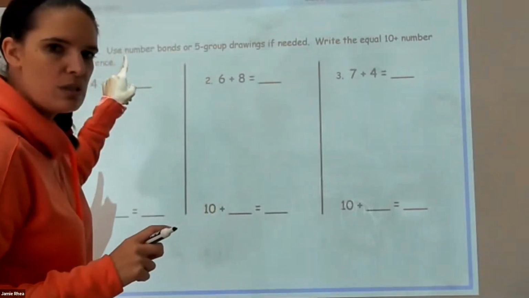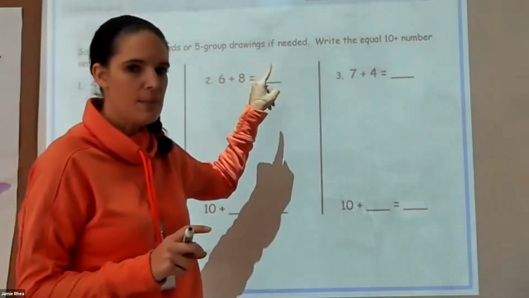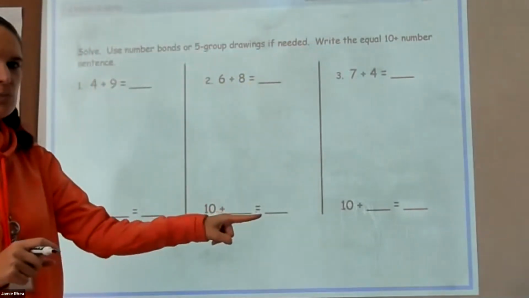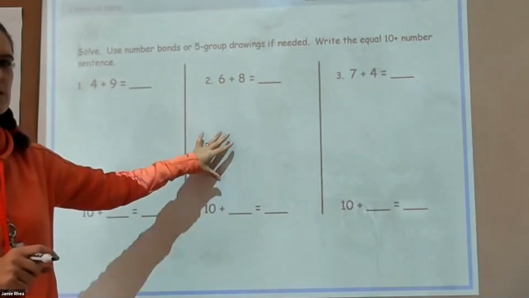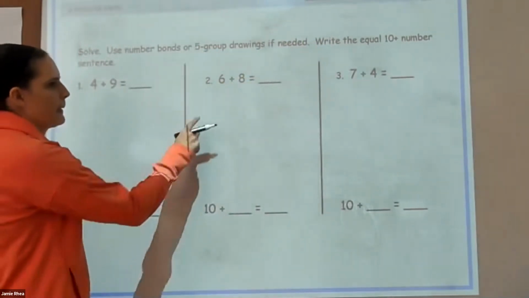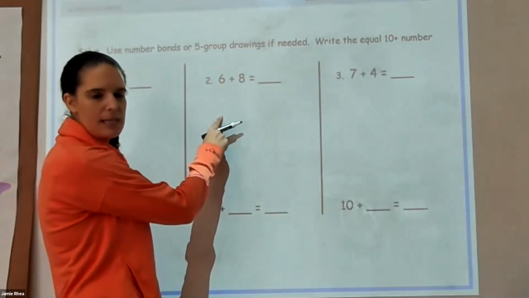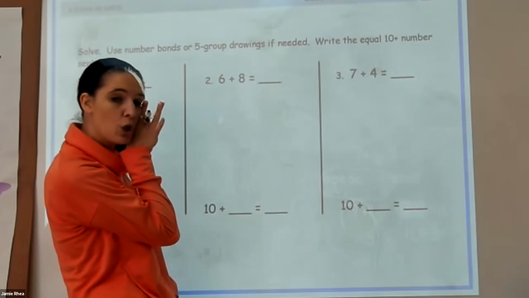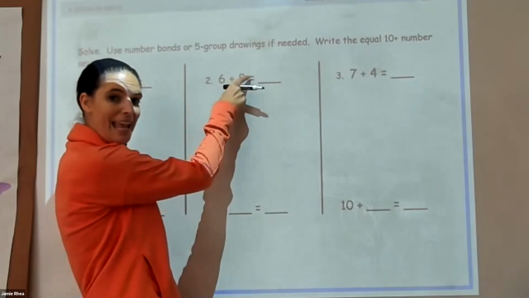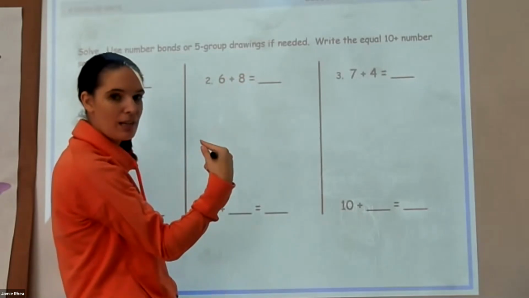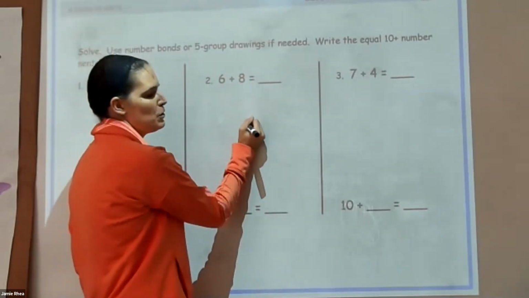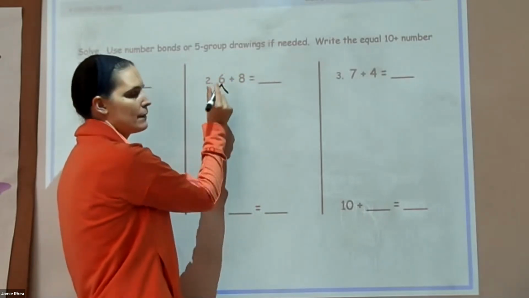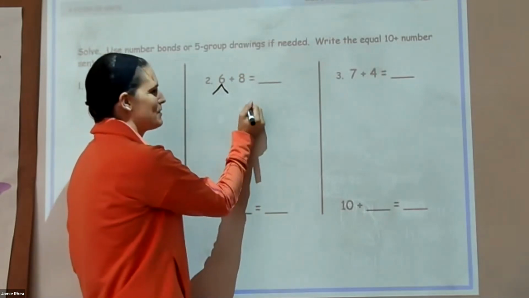We're going to use number bonds or 5 group drawings if we need them. We're gonna write a 10 plus number sentence. You look down here, it already gives you a place. This is for your drawings or your number bond. So let's look at this. Which am I gonna make into 10? I'm gonna give you a hint. Which one's closer to 10? The 8 is what I'm gonna do. I'm gonna draw it out. I'm gonna break this one apart. Look, a number bond.